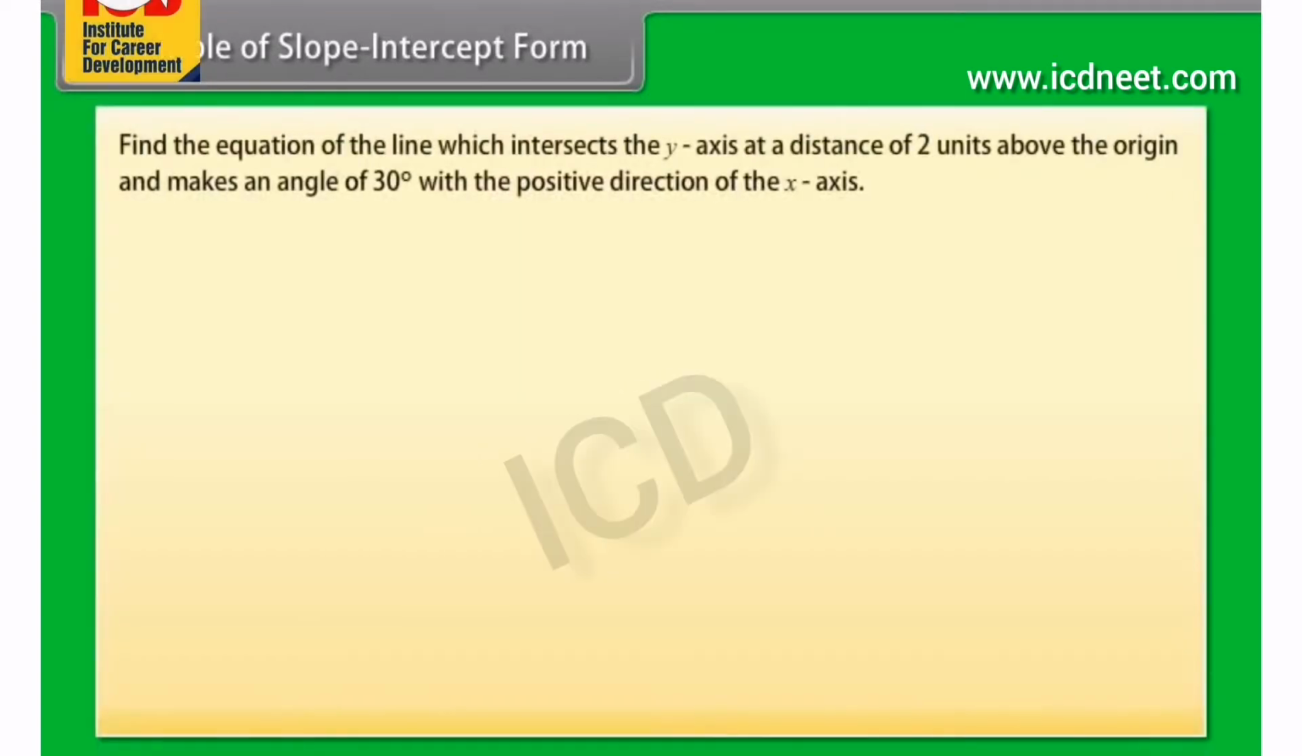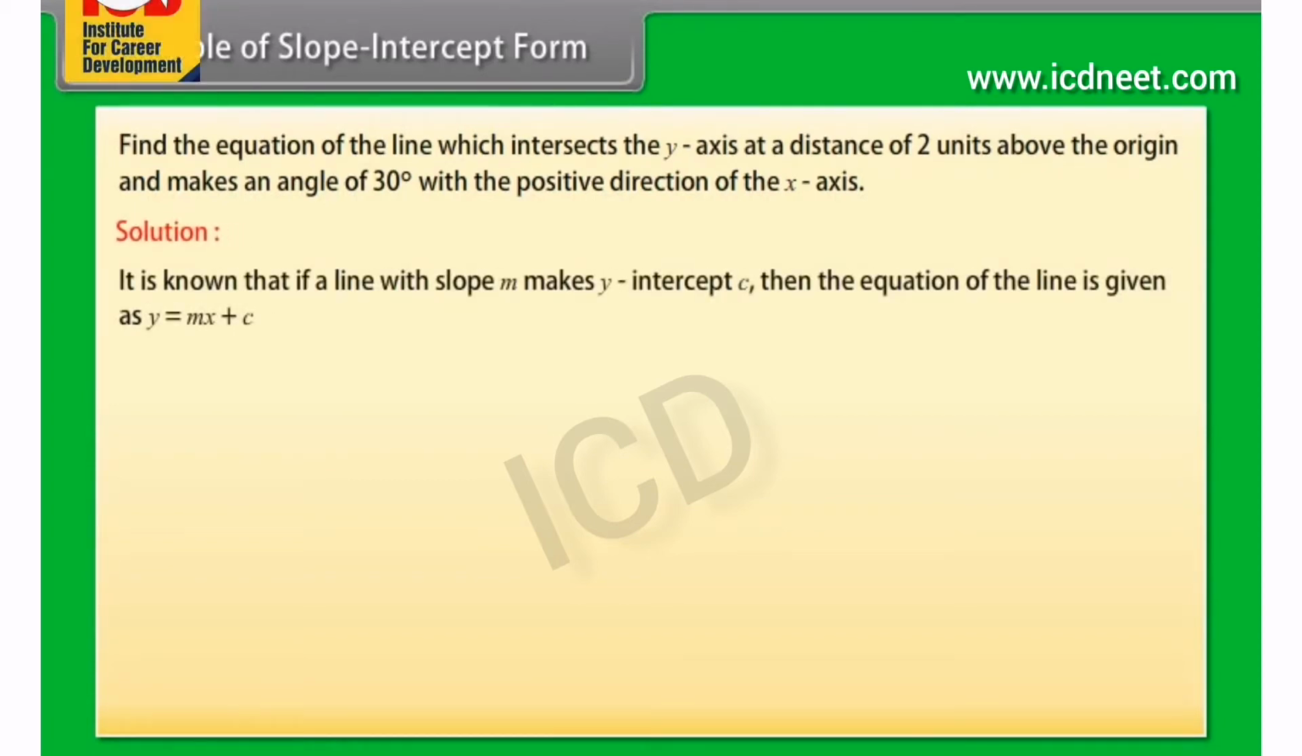Example of slope-intercept form. Find the equation of the line which intersects the y-axis at a distance of 2 units above the origin and makes an angle of 30 degrees with the positive direction of the x-axis. Solution. It is known that if a line with slope m makes y-intercept c, then the equation of the line is given as y is equal to mx plus c.